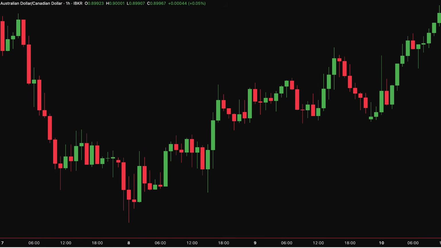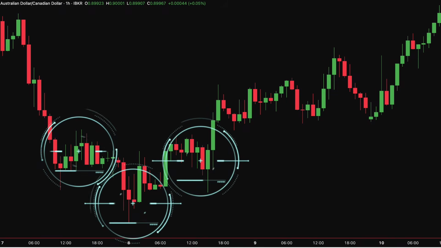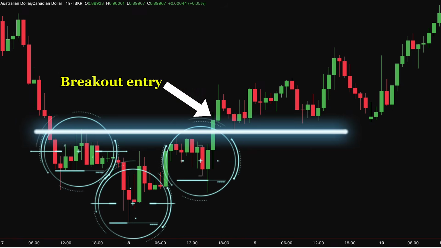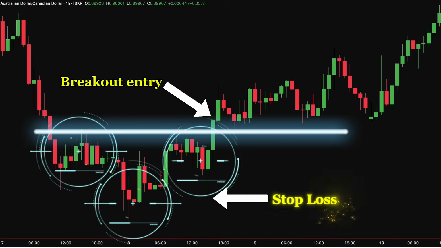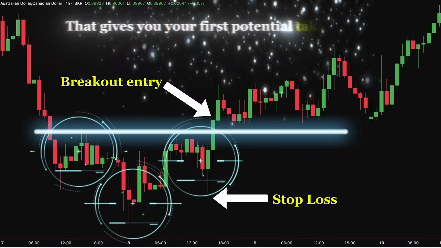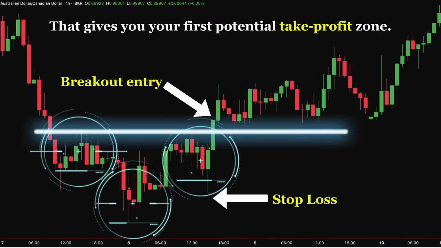In the bullish variation, the inverse head and shoulders, you follow the same concept. Pattern forms with a left shoulder, head, and right shoulder, but in a downtrend. Draw your neckline by connecting the 2 highs above the shoulders. Once price breaks above the neckline, that's your long entry signal. You can enter on the breakout candle close or wait for a slight continuation to confirm buying strength. Your stop loss goes just below the right shoulder or beneath the recent swing low. For target projection, measure the distance from the head to the neckline and project it upward from the breakout point. That gives you your first potential take profit zone.